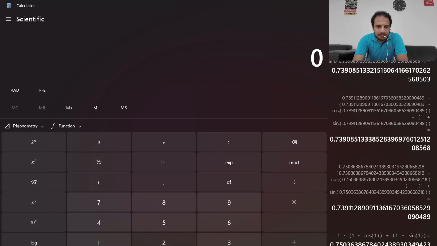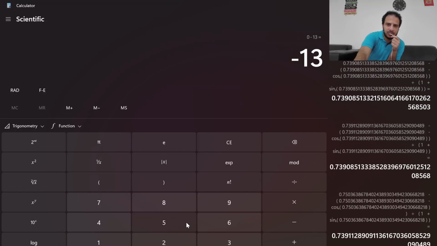Can you explain why that is, or is it too complicated for us? I will tell you about that, but let's choose another number first. Another one. Negative 13. Yes. Keep applying cosine now.